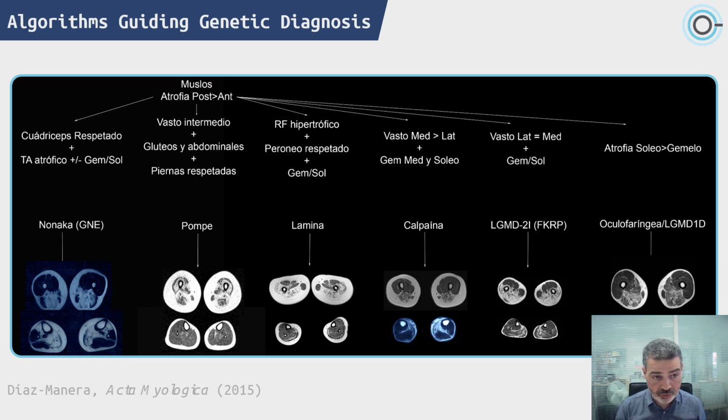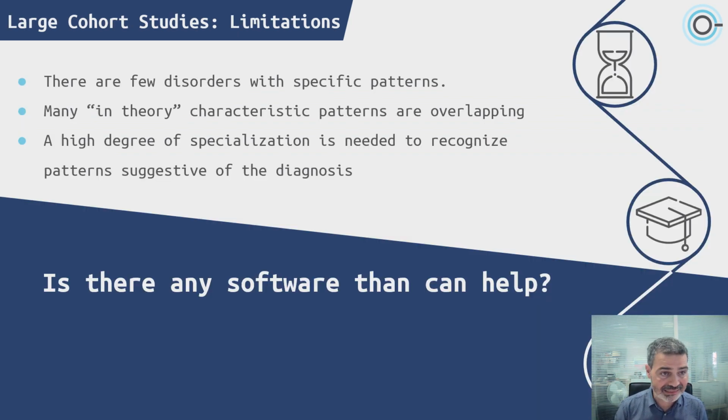And for some years, we have been using algorithms based on MRI to provide a diagnosis to patients with neuromuscular diseases, just focusing on the muscles that were affected and the muscles that were spared in each of these diseases. But the reality is that these studies have several limitations. Why? Because there are many patterns that have been described, and the higher the number of patterns that are described, the lower the specificity of these patterns. We have seen that there are only a few diseases with characteristic or specific patterns. Many of these, in theory, characteristic patterns of MRI involvement are overlapping. And for neurologists, a high degree of specialization is needed in order to recognize patterns that are suggestive of a diagnosis.